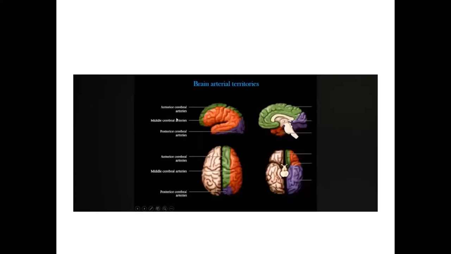Brain arterial territories. Most of the lateral surface of the brain is supplied by the middle cerebral artery, while the medial surface and supralateral surface are supplied by the anterior cerebral artery, while the blue-colored part, including the occipital part and temporal lobe, is supplied by the posterior cerebral artery.